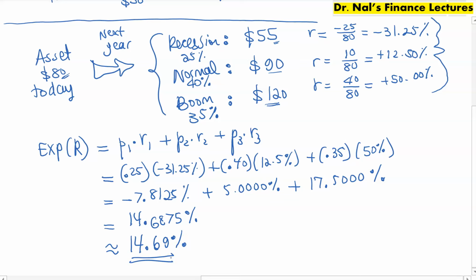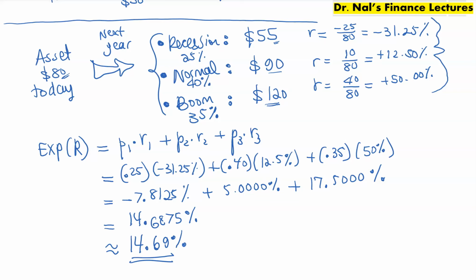A year ahead of time, you don't know which of these three situations will happen, whether the economy will be in a recession or whether there will be a normal or boom state in the economy. As a result, all you can do is take the average of these returns and find out what is the expected return on your investment.